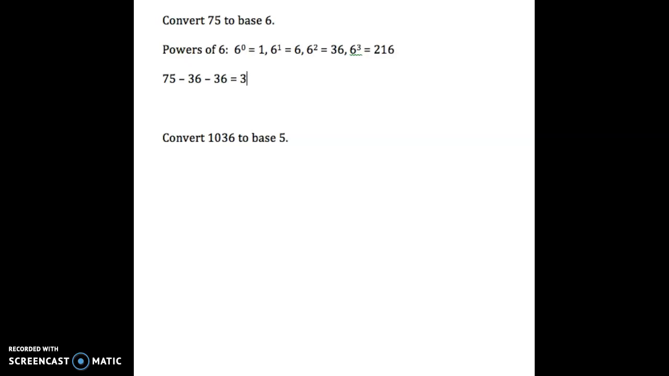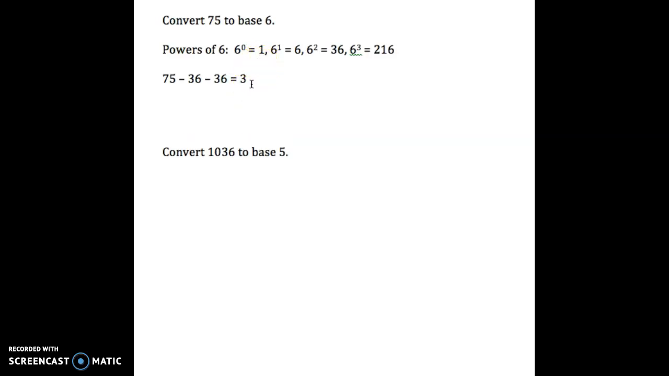What I just found out here is that I can subtract 36 twice. So in the 6 to the second power place, I'm going to have a 2 because I did 6 to the second power twice. Well, 3 is already less than 6 to the first power. I can't subtract 6 from 3 and still have a positive number. So in the 6 to the first power place, I'm going to have 0 because I can't subtract 6 from that at all. These 3 here are going to be in the ones place.